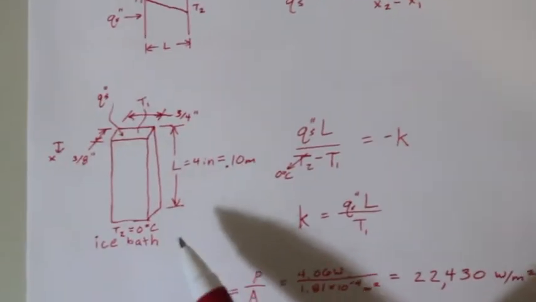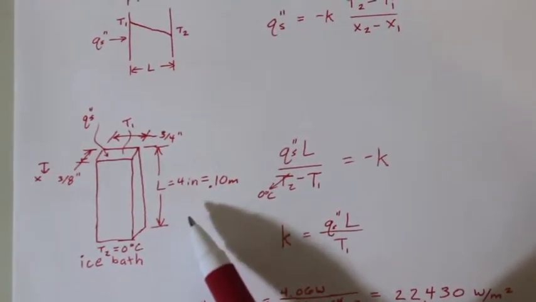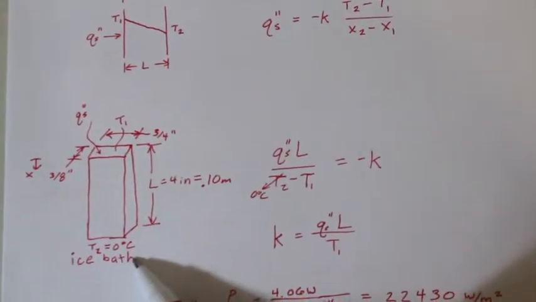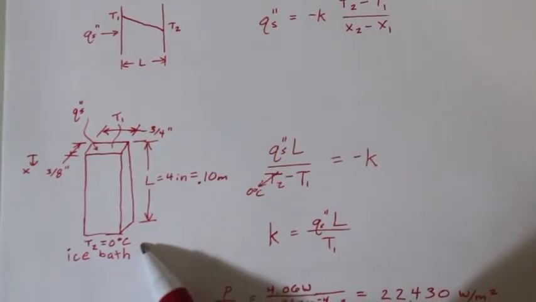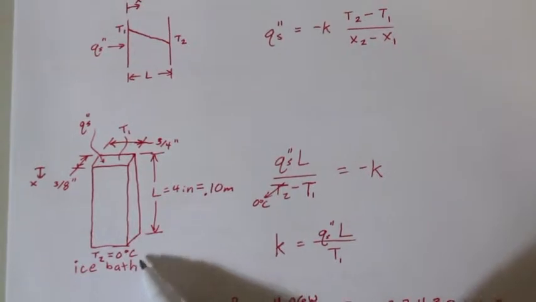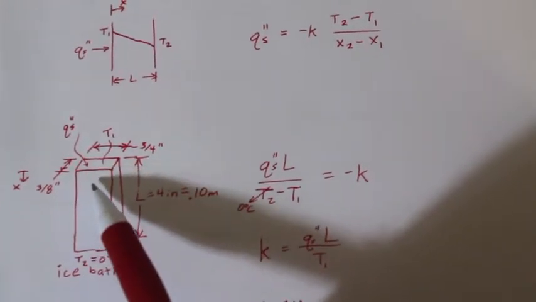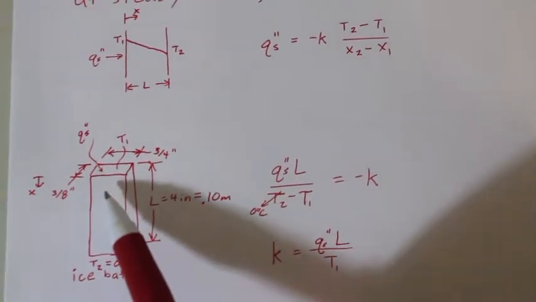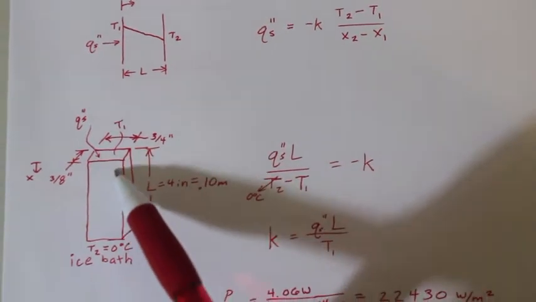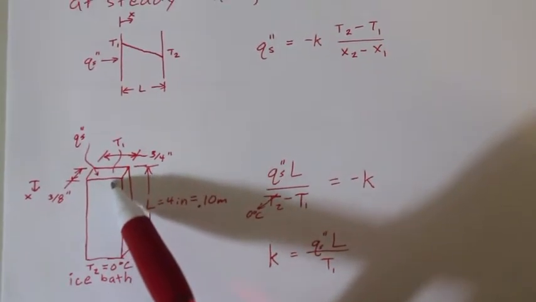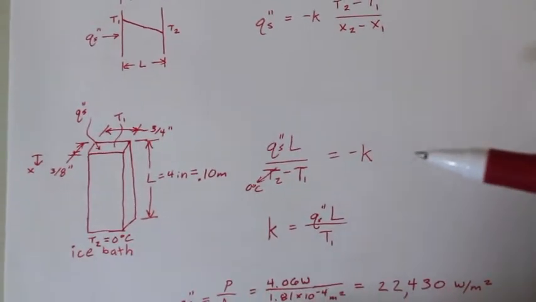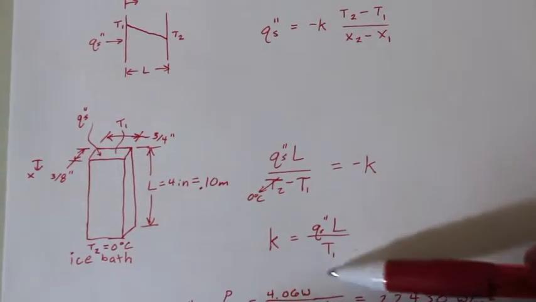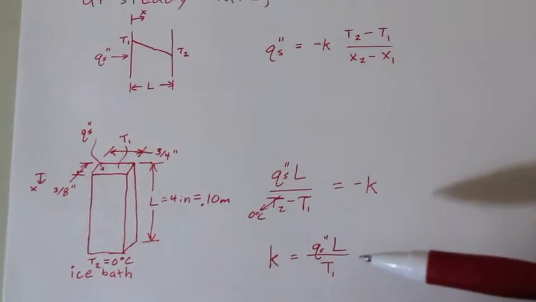So to do this, I have a bar of steel with length of 4 inches, 0.1 meter, cross section of 3/8 by 3/4 inch, and one end of the bar will be in an ice bath, which will be a constant temperature of 0 degrees Celsius. At the other end I'll have a constant heat source, which I'll apply using a power resistor with a known power input. And I'll measure the temperature at that surface where the heat source is applied using a thermocouple. Then you can rearrange that heat flux equation to solve for K, and this is what I'll solve for to estimate the value for thermal conductivity.